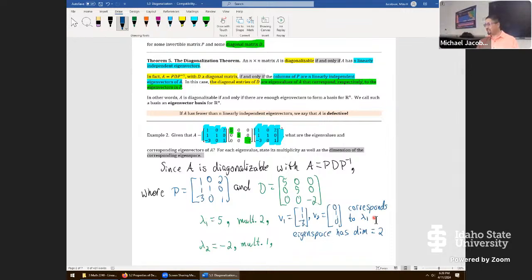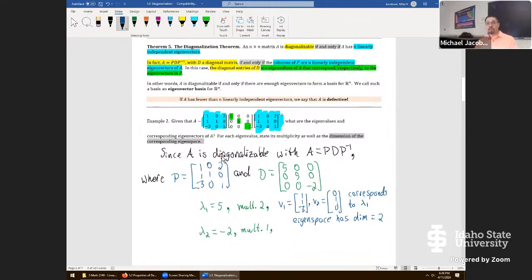Okay, now let's just do it again. For the other eigenvalue, -2, its corresponding eigenvector is [2, 0, 1], only because that one's in column 3, and that's where we pulled that eigenvalue. So we'll say v3 equals [2, 0, 1] corresponds to lambda 3, and its eigenspace has dimension equal to 1, only because we found only one eigenvector there, this one here.